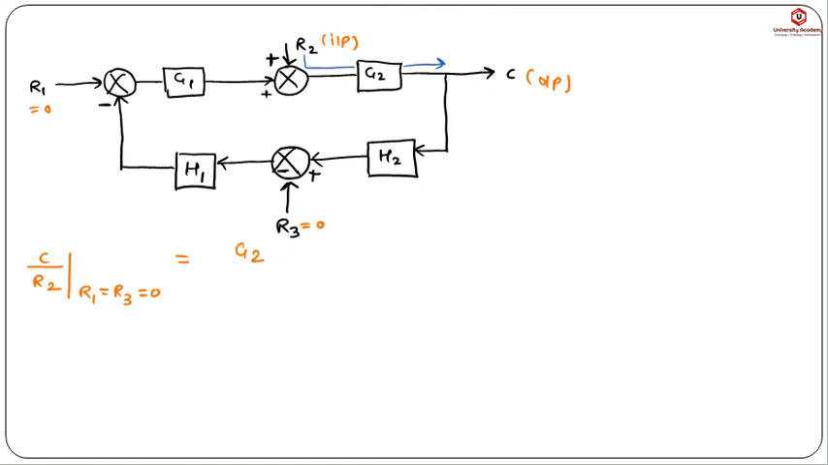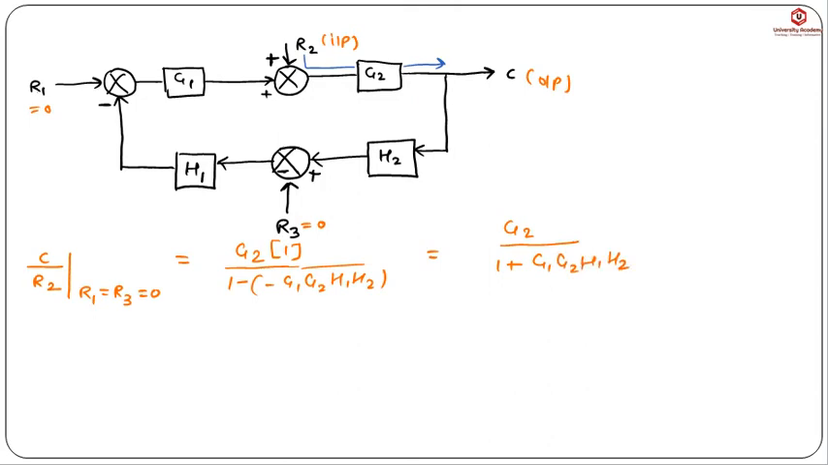Okay, and this forward path is touching the loop, so determinant value is 1 and in the denominator we have 1 minus sum of all the individual loops. So the loop gain is G1 G2 into minus of H1 H2, so this is minus of G1 G2 H1 H2. Okay, so this will be equal to G2 divided by 1 plus G1 G2 H1 H2.